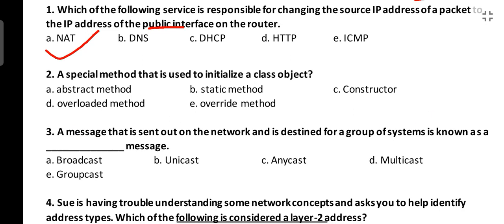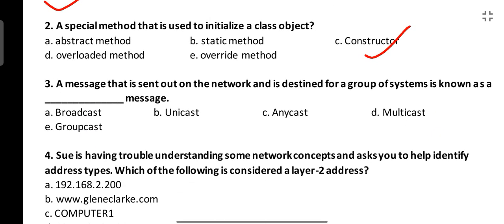Next is, a special method that is used to initialize a class object. Very simple question, we know this is known as a constructor. Constructors are used to initialize the class object. Next is, a message that is sent out on a network and is destined for a group of systems is known as. So it is asking for a group of systems. So we know this is multicast.